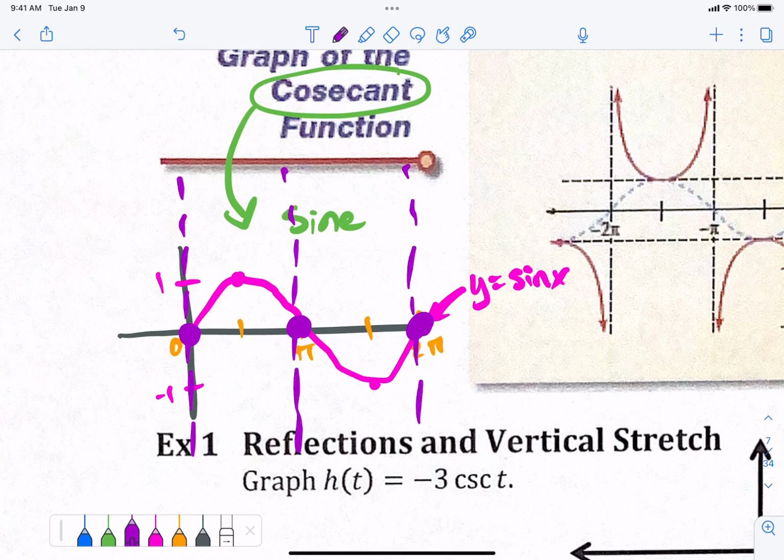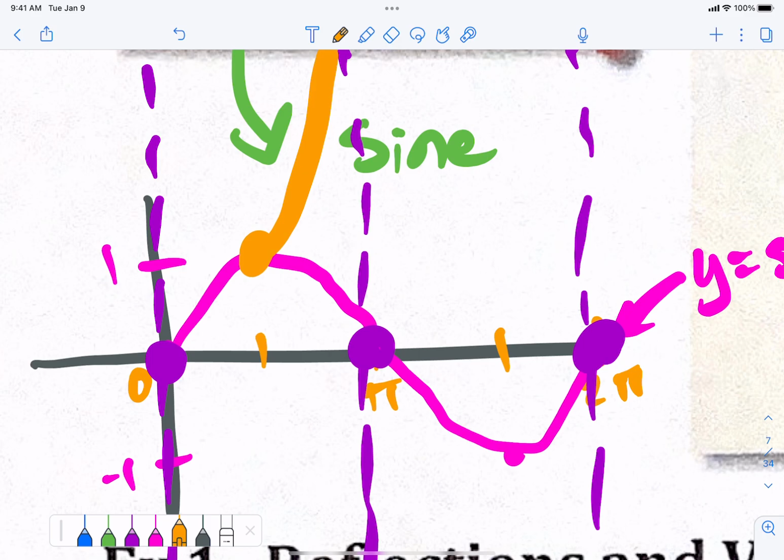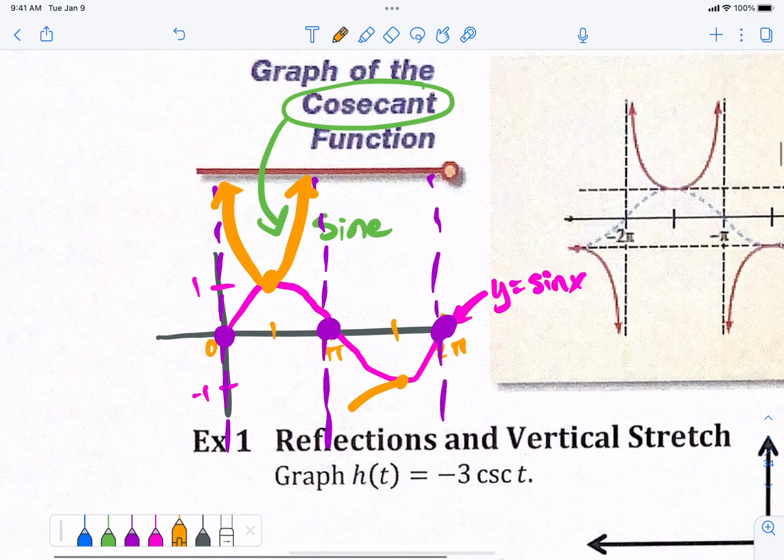The reason I say middle line and not x-axis is because when we move the graph up and down, it won't always be the x-axis. So the middle line is where your vertical asymptotes go through. Here's how you graph cosecant. You touch the tippity tip, and it makes a little parabola. You touch the little valley, and it makes a little parabola off of it. The vertical asymptotes are the boundaries of where your parabolas go. That's what cosecant looks like.